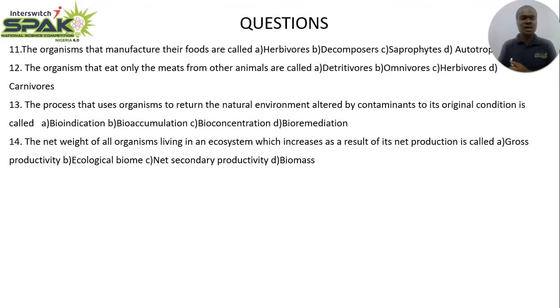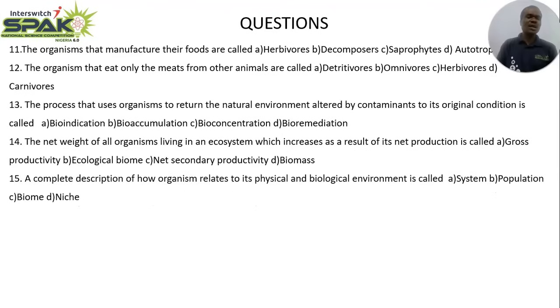When you talk about ecological biome, a biome is a naturally occurring community of organisms in a particular place. But biomass is the biological mass. The net weight of all organisms living in an ecosystem, which increases as a result of its net production, is called biomass. That's the amount that organisms can store, their biological weight, their biological mass. So the correct option is option D, biomass.